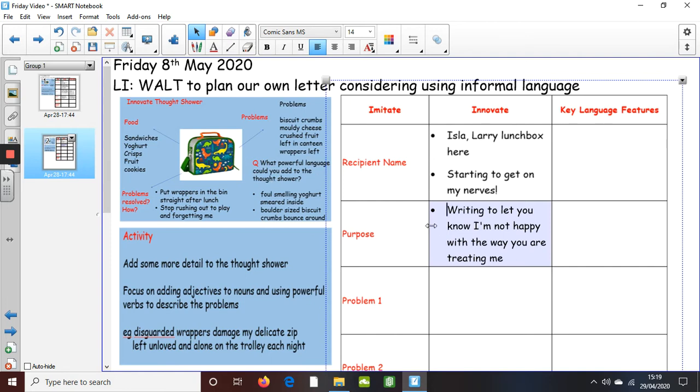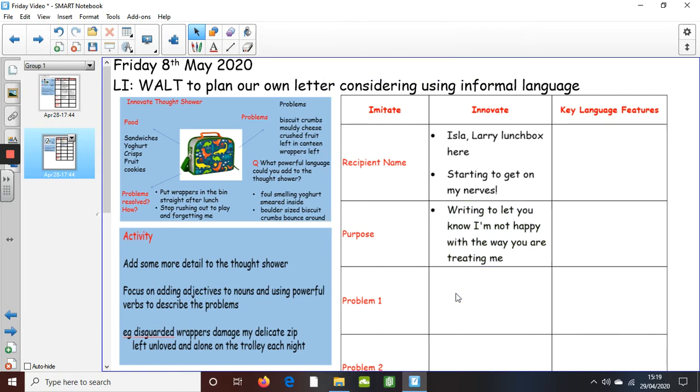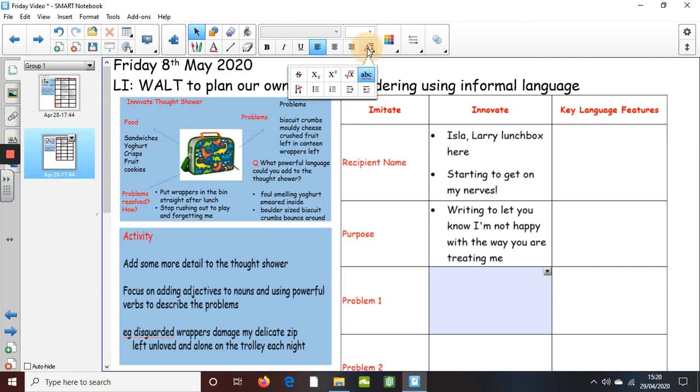So if you have a look at the thought shower now again, we're going to look at some of the problems the lunchbox might be complaining about. Okay, so problems could potentially be biscuit crumbs, mouldy cheese, crushed wrappers left. So I'm going to group those together as one problem, and I'll put a little bullet point there to show you that. So you might say something like, remember this is note form as well.